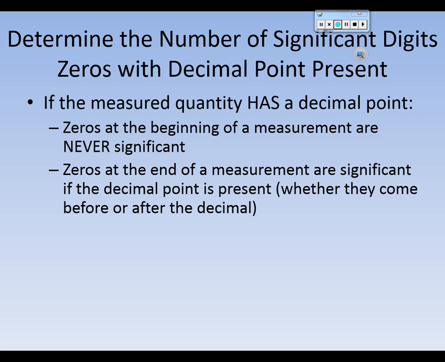Julie, go ahead. So are you talking about a decimal point in the figure or a decimal point near the figure? Anywhere in the measurements. So I'll give you some examples of how that works. Poppy, go ahead. What if it's like a whole number, like down here it says 7,000? Those are still significant, right? Let's talk about that.